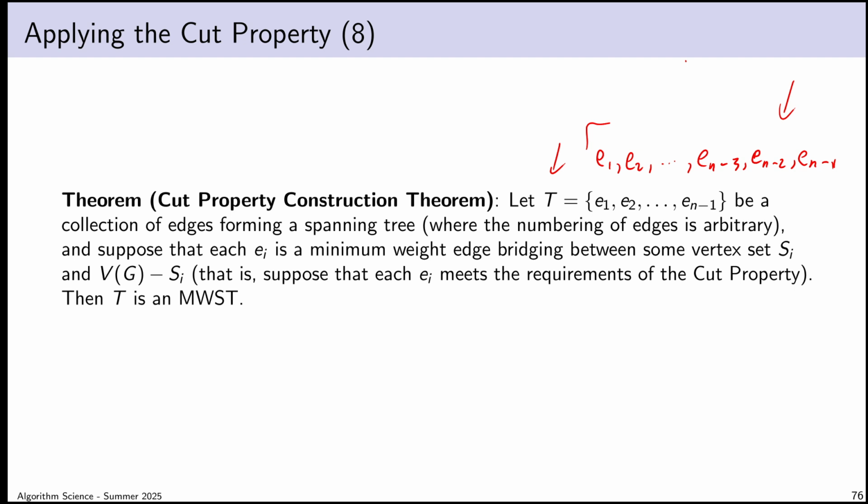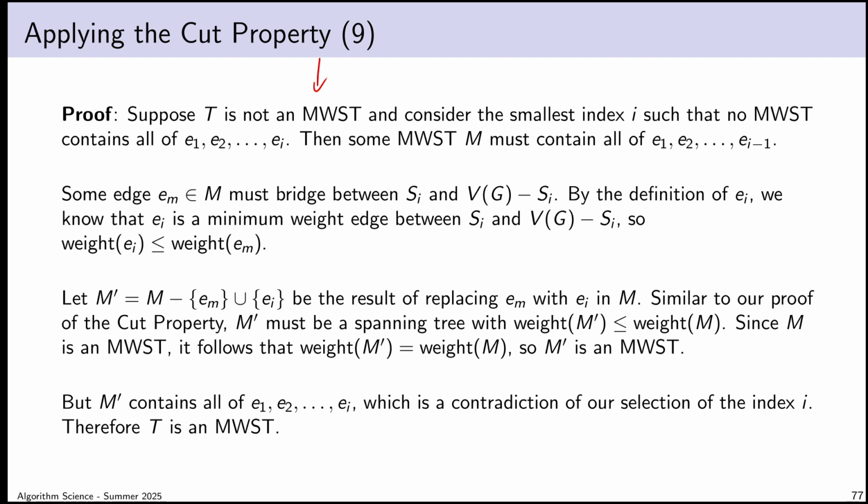if I look at the collection of edges I have here, the only sub-collection that's guaranteed to be in a minimum weight spanning tree is just E1, or it's just E1 and E2. So the proof proceeds based on that observation. So let i be the smallest number such that no minimum weight spanning tree whatsoever contains all of the edges E1, E2 up to E_i. It doesn't matter what order they were numbered in, but the numbering itself was arbitrary.